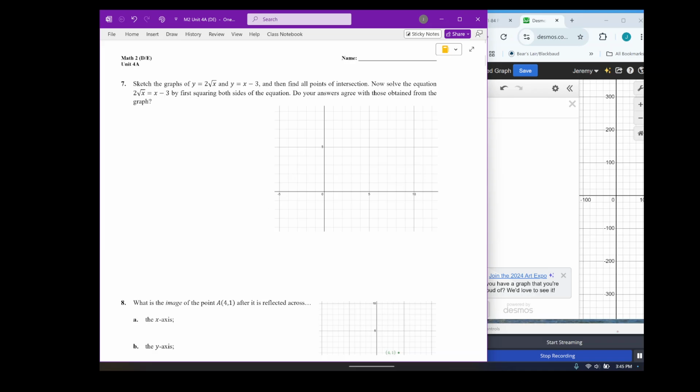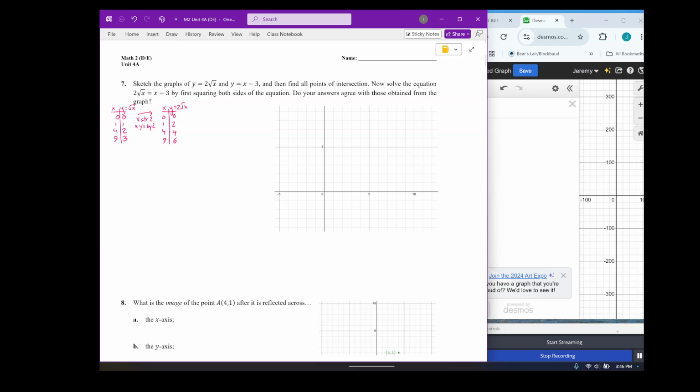So y equals 2 root x is really, if we start with the parent, it's (0, 0), (1, 1), (4, 2). If we want to go one extra, (9, 3). And then to turn it into y equals 2 root x, we're going to vertically stretch by 2, which means multiply the y's by 2. So the x's don't change, but the y's all get doubled.